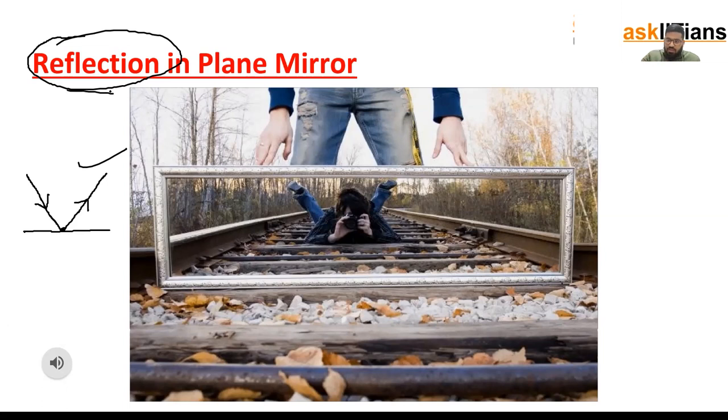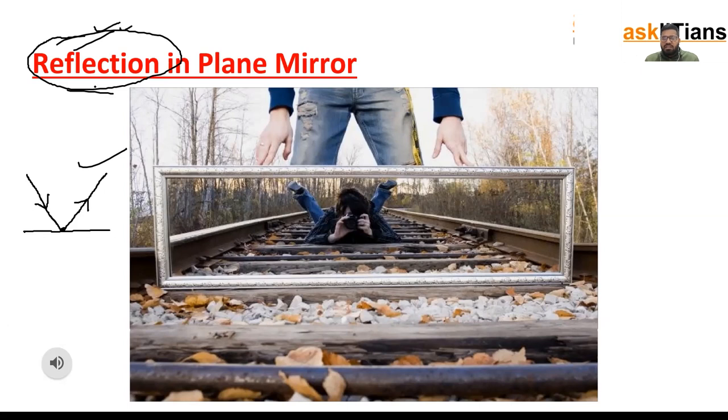And in the previous lecture also, we have seen that you are able to see objects. I'm talking about non-luminous objects. You are able to see these non-luminous objects because of the process of reflection: whenever light from luminous objects falls on non-luminous objects, it gets reflected. Due to that reflected ray, you are able to see those objects. So the reflection phenomenon is present everywhere.